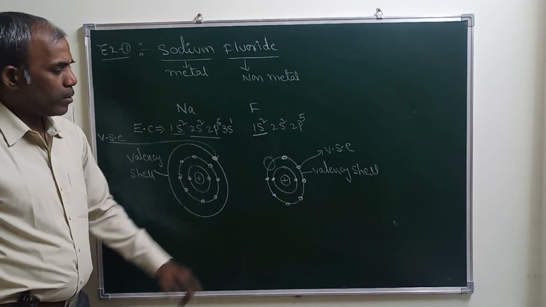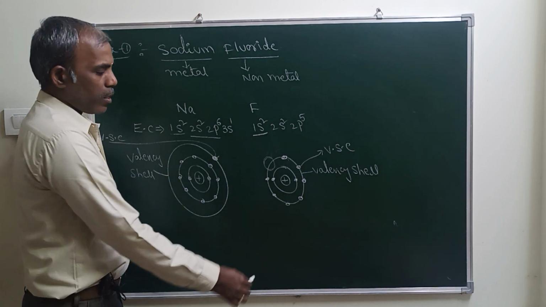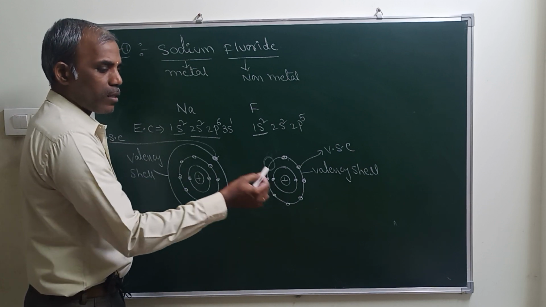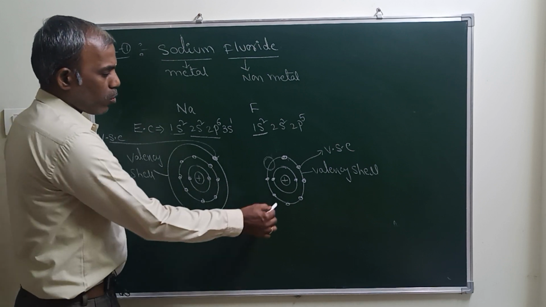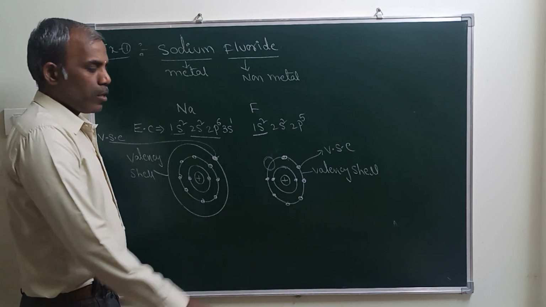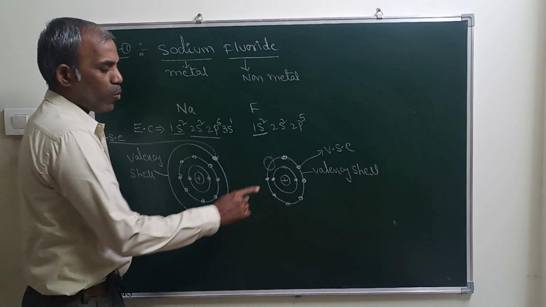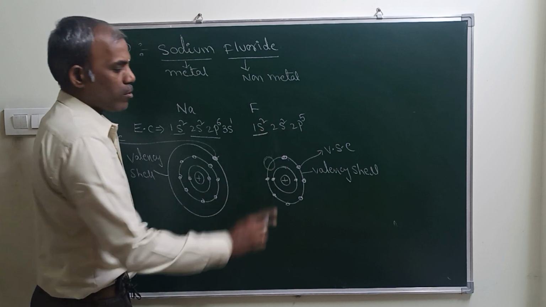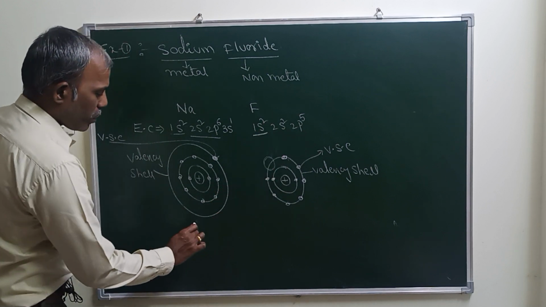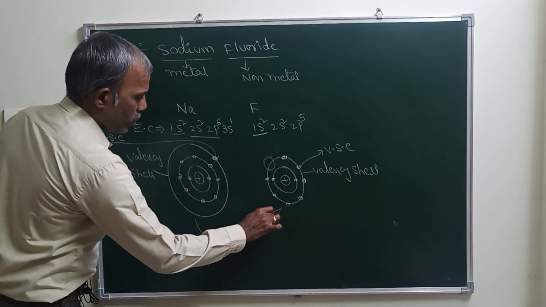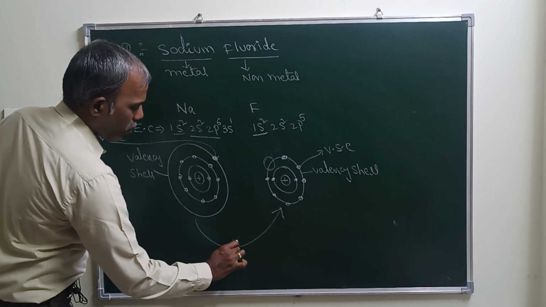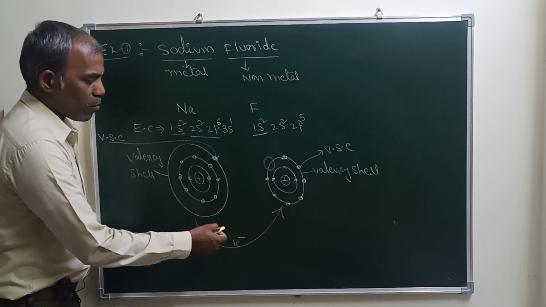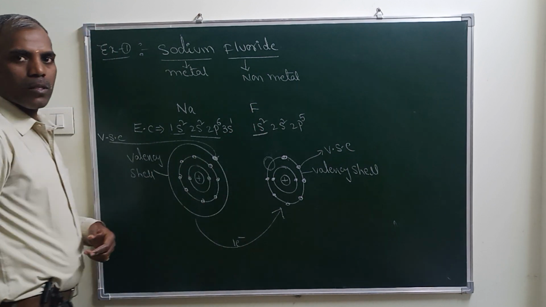To attain stability, the valence shell must have either 2 electrons or 8 electrons. Fluorine has 7 electrons, so it requires only 1 electron, which is more preferable than losing 7 electrons. So sodium is ready to lose 1 electron and fluorine is ready to gain 1 electron. So sodium is ready to transfer 1 electron to fluorine.